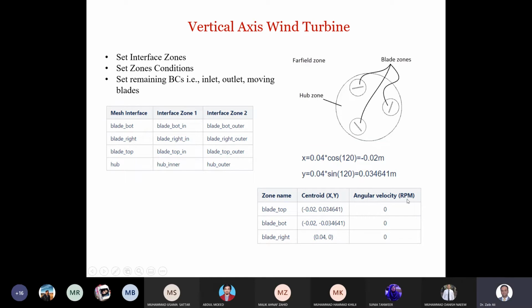Okay, angular velocities are mentioned as 0, 0, and 0 for these three zones, because what we are doing is defining an absolute velocity of 40 rpm for the inner zone, or what we call the hub zone. And relative to that 40 rpm, we will be defining the velocities of these three blade zones, which will be 0 relative to that, but in the absolute frame of reference, these will also be moving with 40 rpm. Okay? So we'll see that later.